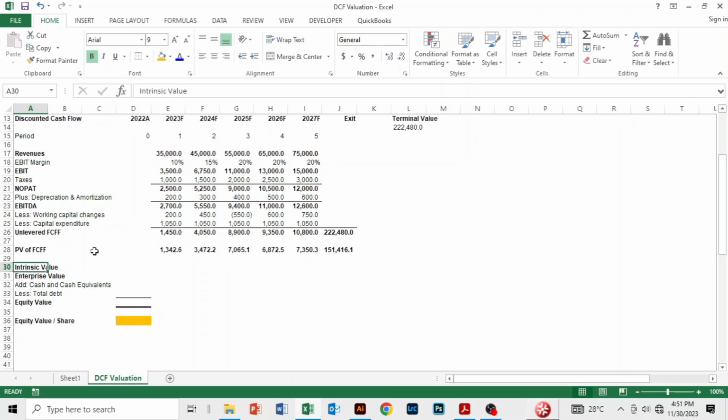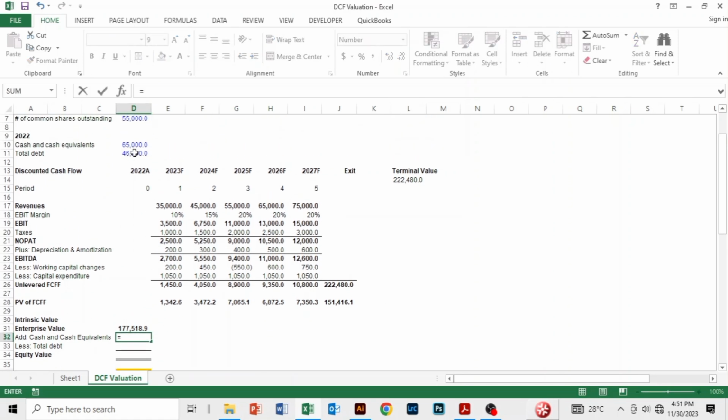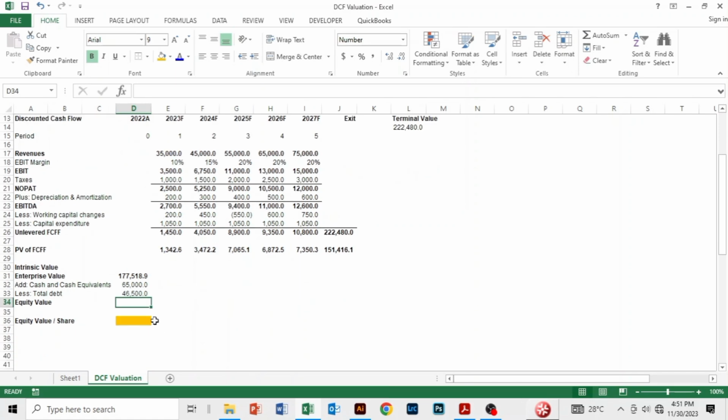Remember that all these cash flows, if we add them, are referred to as the enterprise value. This is the value of the entire firm, which is the value that is attributable to both equity and lenders or capital providers. Now to do that, we only have to sum these cash flows here, and then you press enter. We have got the cash balance for 2022, which we are going to link here. We also have got the total debt. So now we want to reverse engineer from enterprise value to equity value.